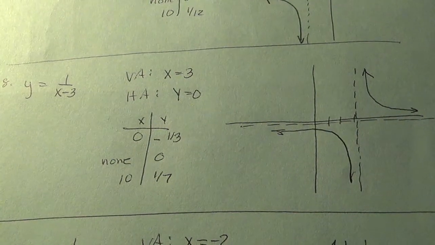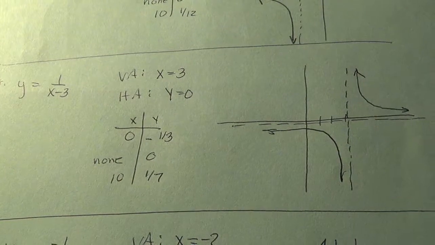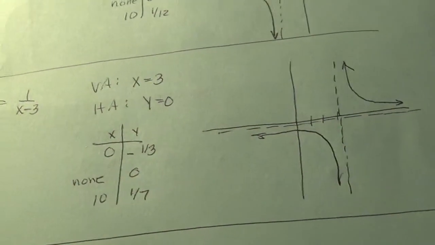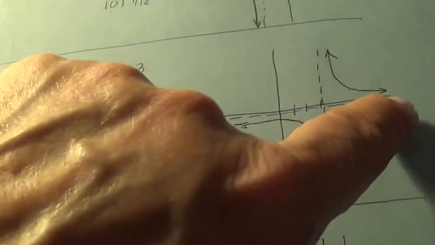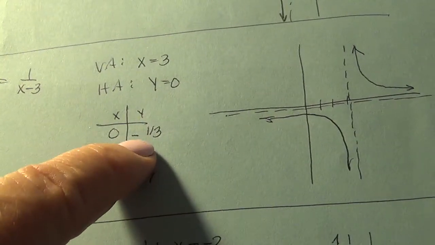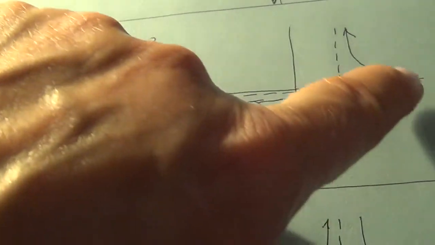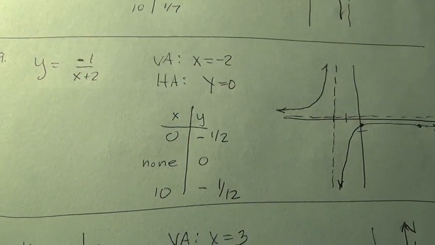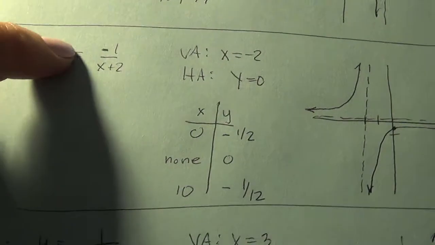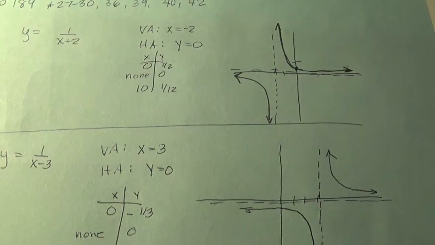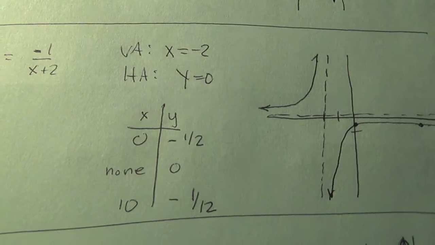The vertical asymptote is 3 this time, drawn right here, and the horizontal. And the starting point is 1/7. It crosses at negative 1/3, which is about there. And slash slash again. Alright, this one starts with a negative, so we're expecting a little different pattern than the first two, but the basic idea is the same.